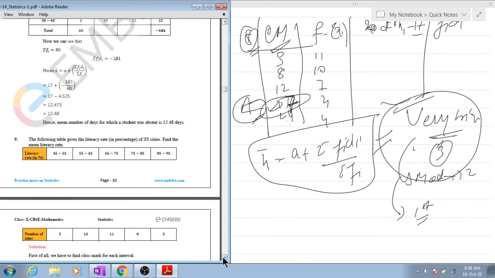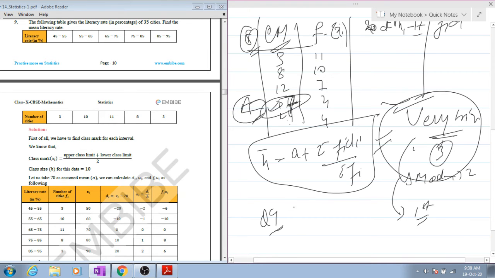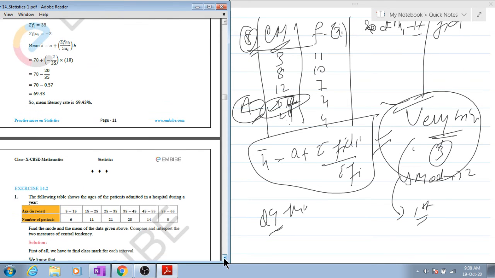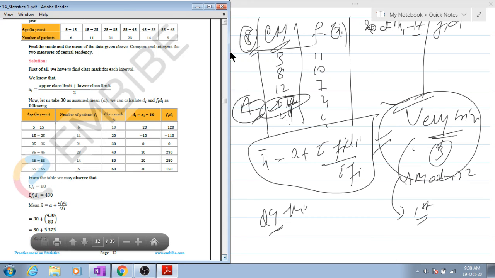Now that was question number 8. Question number 9 will be homework. It's the same numerical, keep on doing the same thing. Okay, now I'll be starting a new exercise.